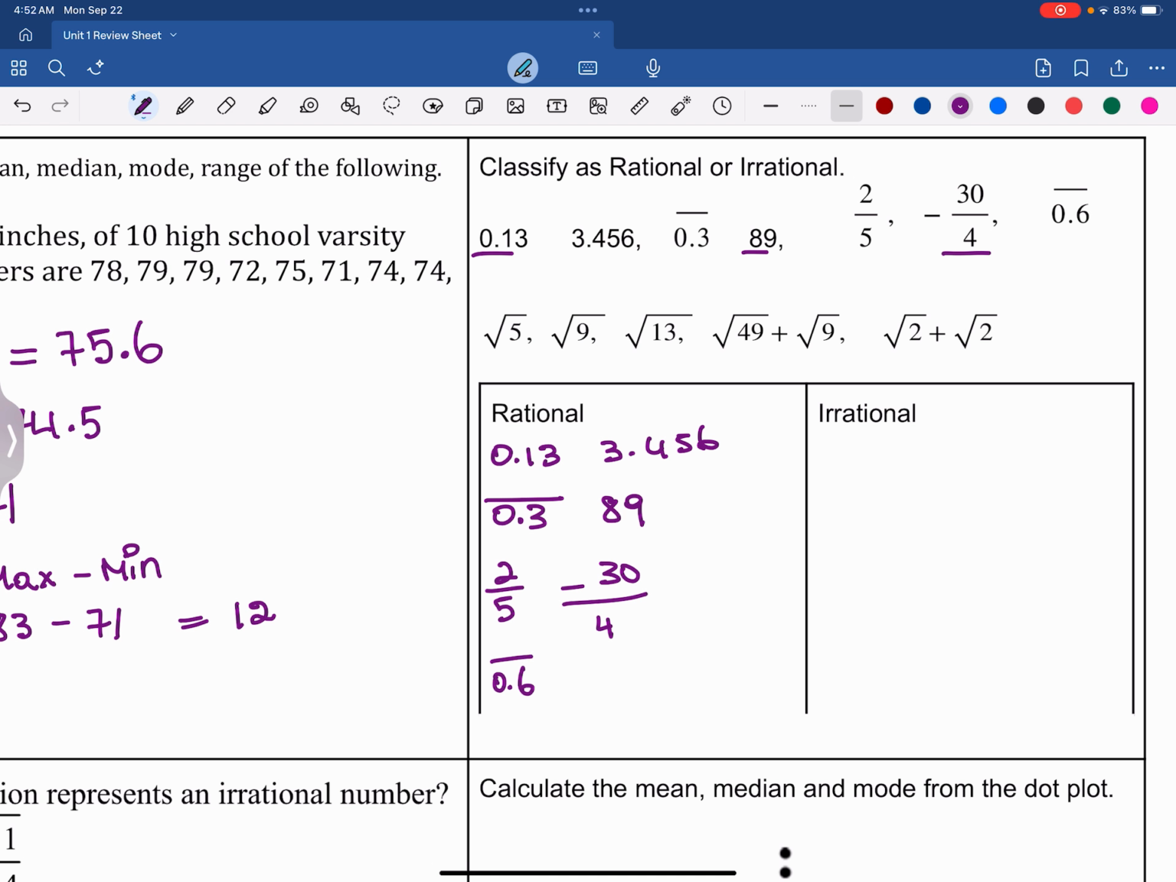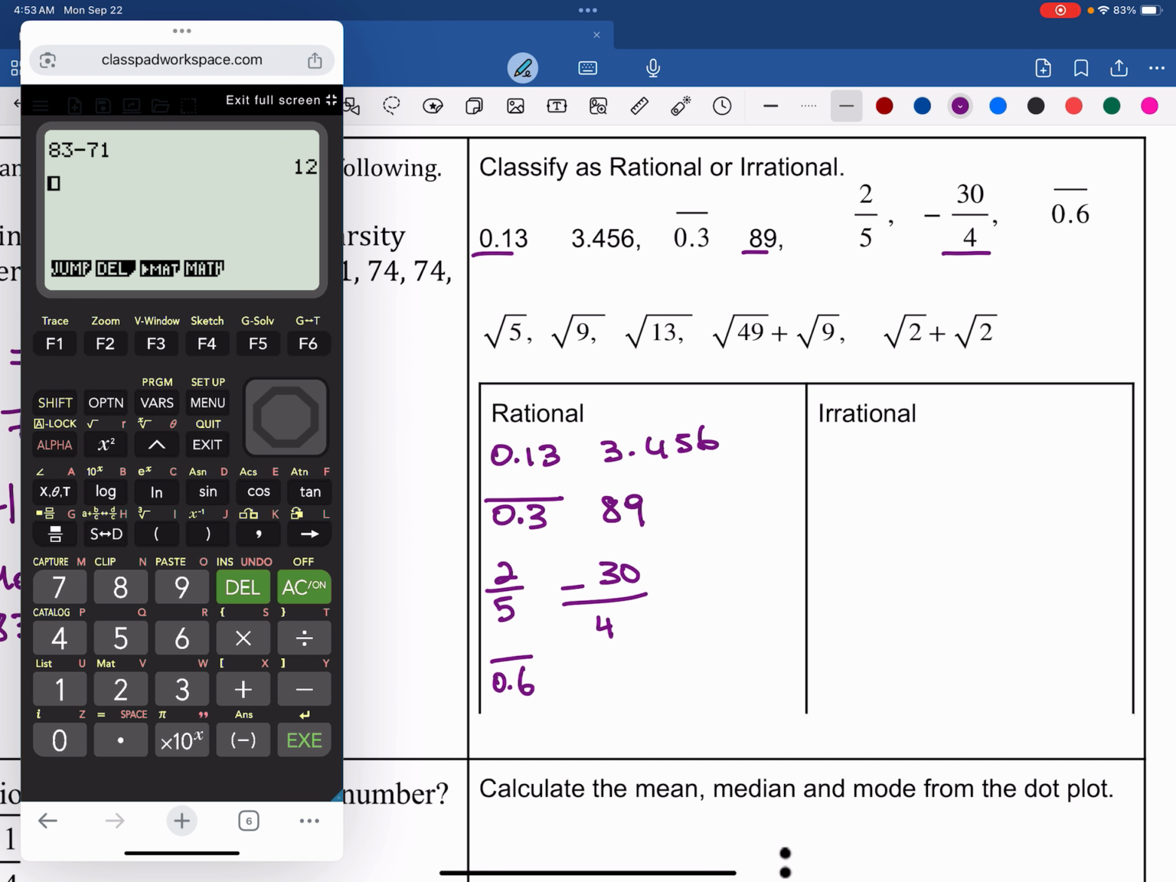We have radical 5. If you're not sure whether the square root can be simplified perfectly, always double check in your calculator. You're going to hit shift and then x squared, enter 5, hit enter. And if your calculator gives you back the same thing, then it's most likely not rational. If you hit the SD button above number 8, you're going to see that we have a messy decimal. There is no pattern here. We can't tell if it's repeating. It seems to be going on forever. So radical 5 would be irrational.